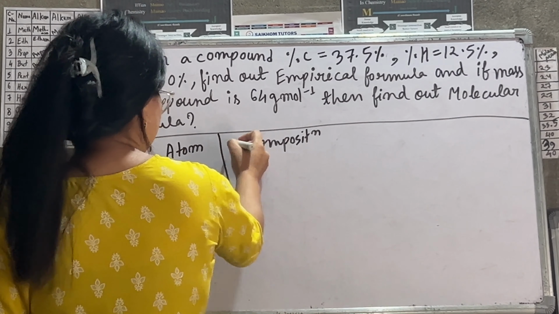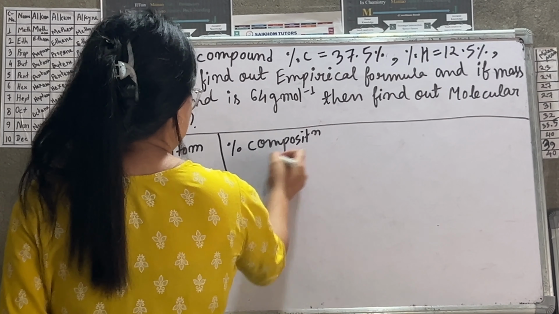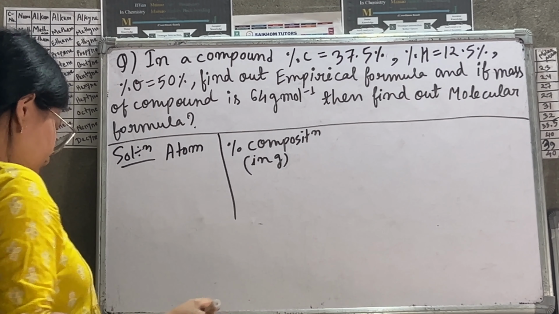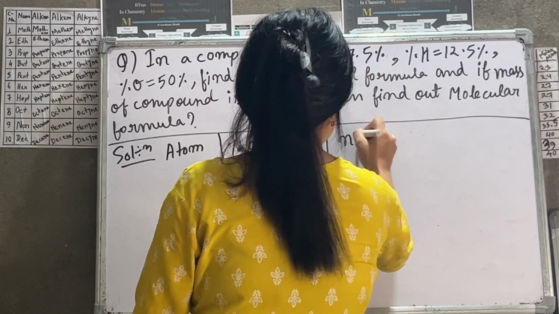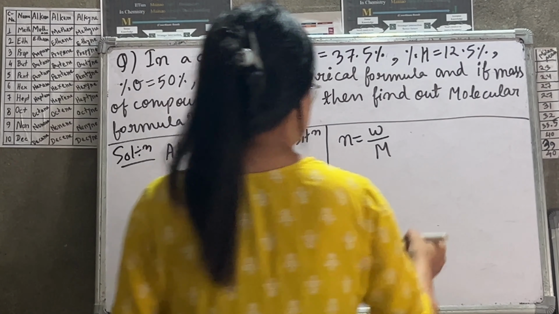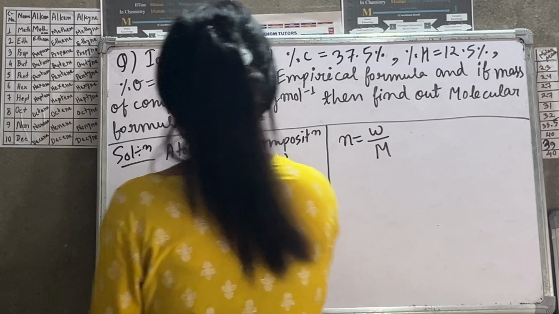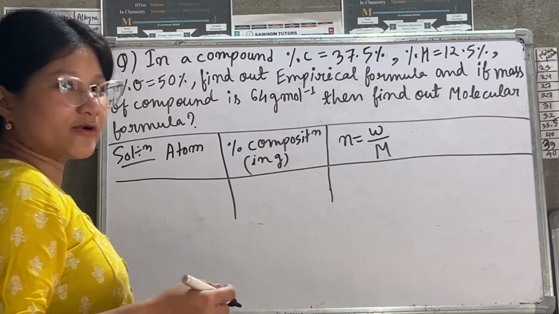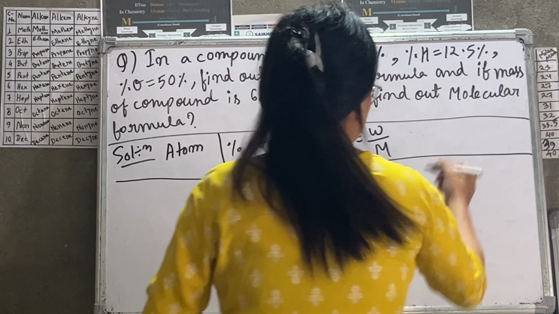Write down each percentage composition in gram units and calculate the number of moles, small n, equals W by molar mass, and convert this number of moles into the simplest form.